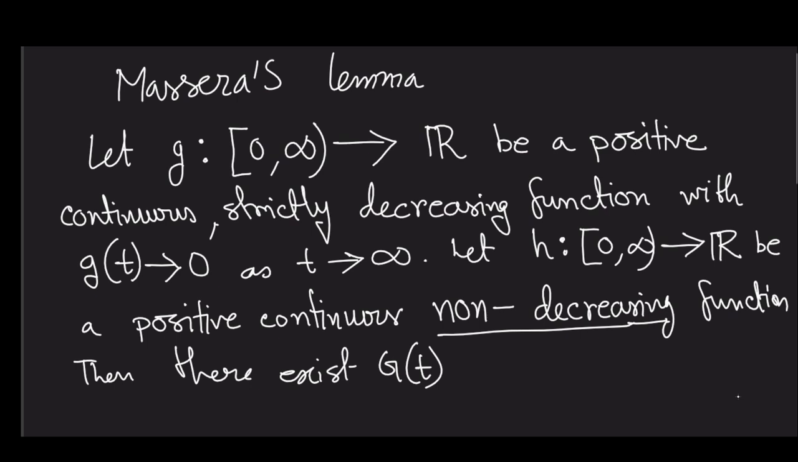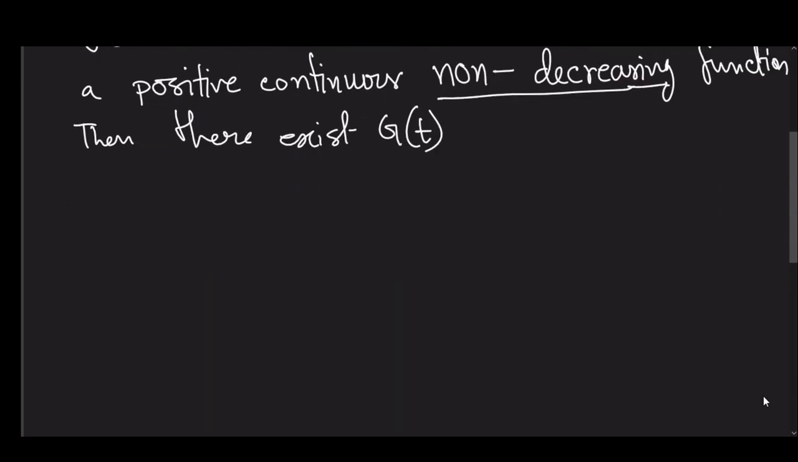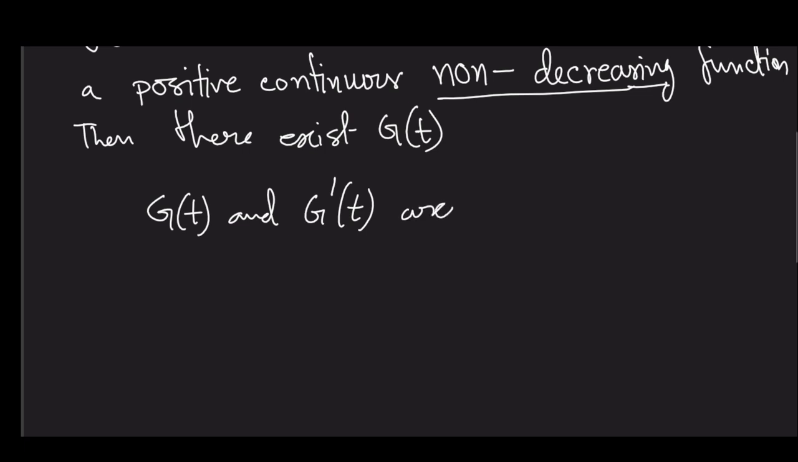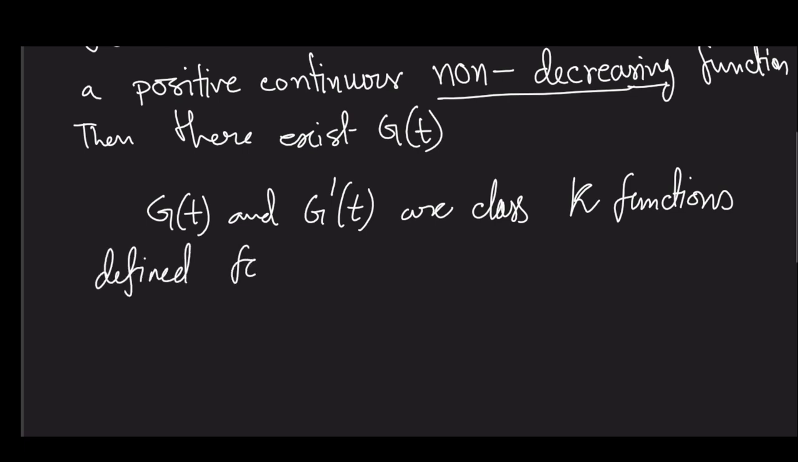a function of t such that g t and its derivative with respect to t, g dash t, are class K functions defined for all t greater than or equal to 0. This is point number 1.